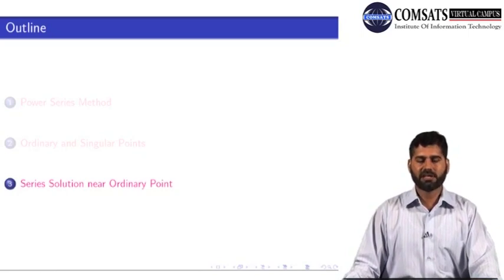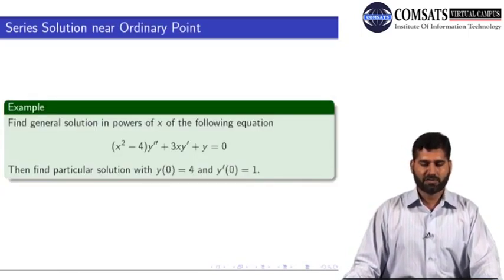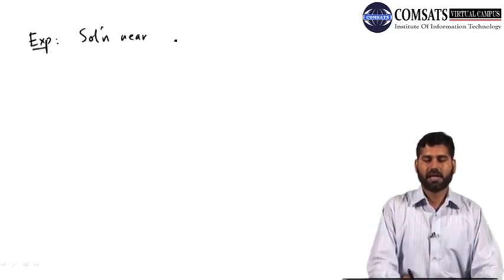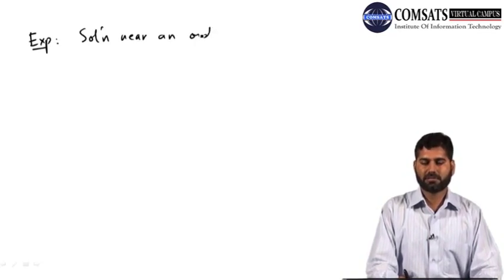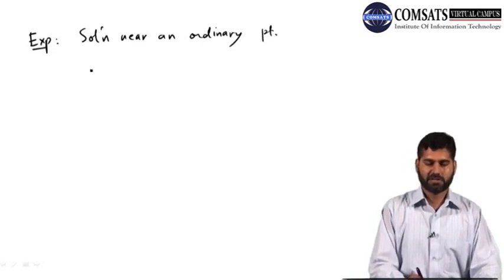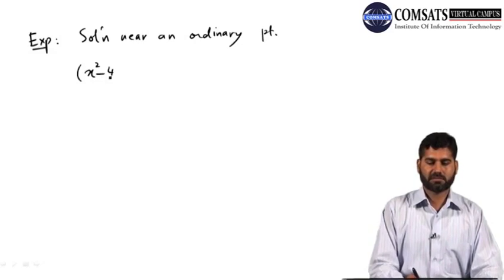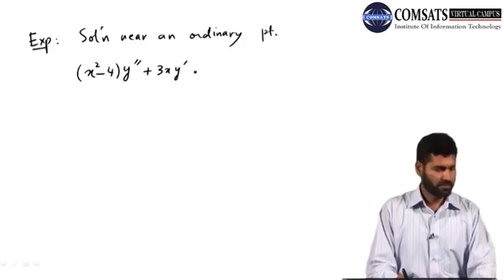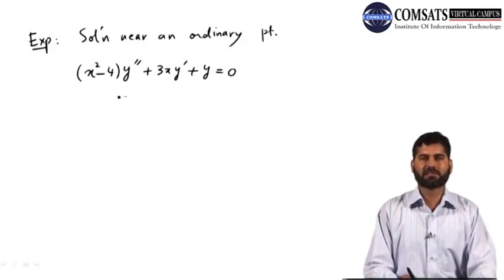So let me solve one equation around an ordinary point. So find the general solution in the powers of x of the following equation, then find the particular solution with y equal to 4 and y prime equal to 1. Solutions near an ordinary point. Alright, so our equation is... so first we need to find the solution in powers of x.